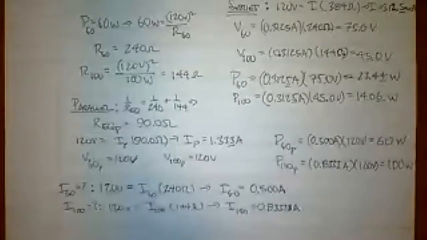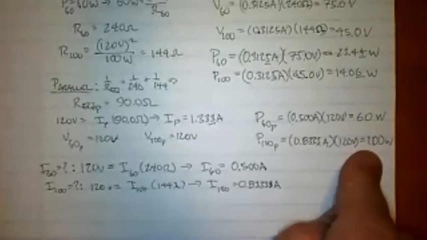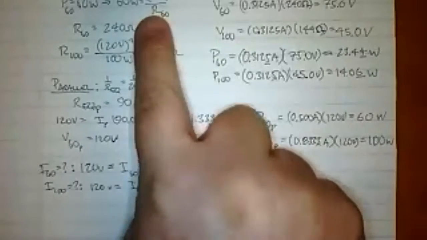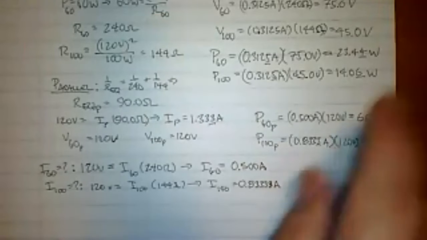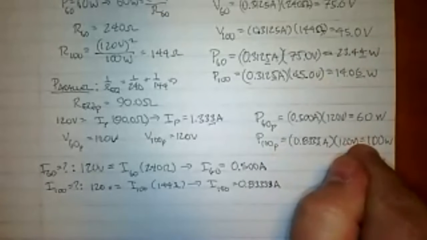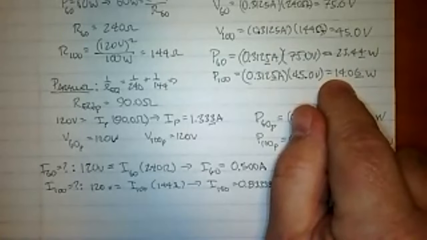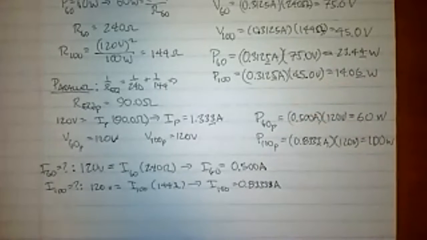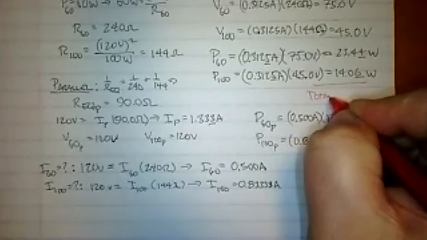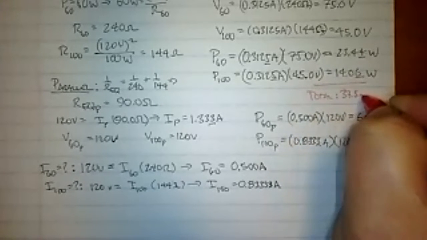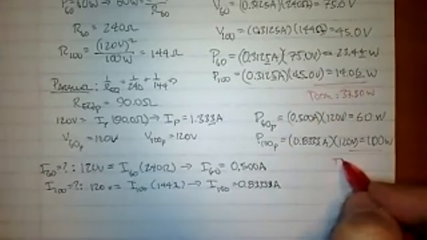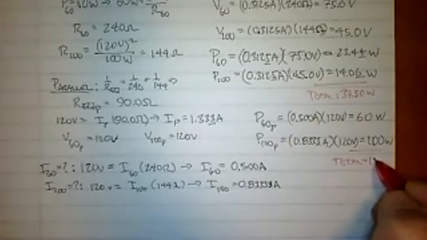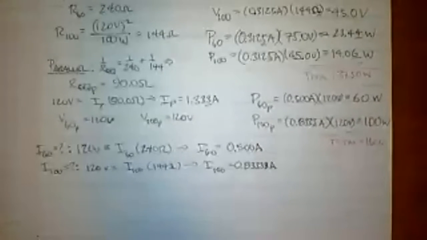And that's exactly right. So what we found out is, yes, that's actually the way we do connect things, in parallel. And when we did do it in parallel, we did get the 60 watts and the 100 watts advertised, assuming the resistances, the 240 and the 144, didn't change. But when we put them in series, we in fact got a lot less. This gives us a total of 160. This gave us a total of 37.50. Any questions on that?